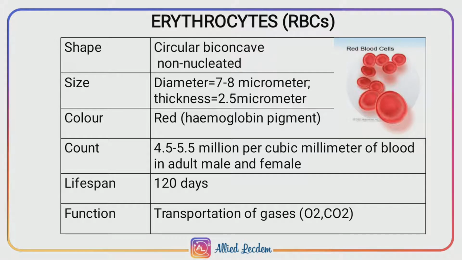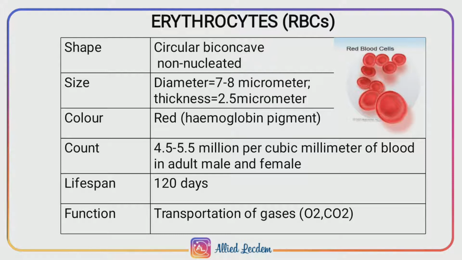Next we will see about RBCs. It is known as erythrocytes. RBCs are circular and biconcave in shape. Red blood cells lack a nucleus as it helps to provide more room for the oxygen binding pigment called hemoglobin.